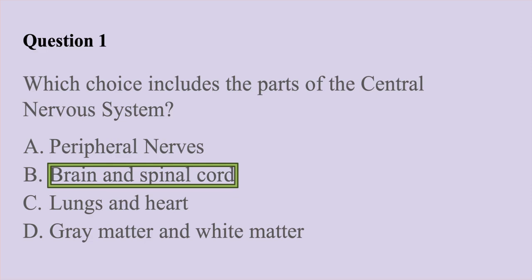So the first choice is peripheral nerves, which we now know is part of the peripheral nervous system, or the PNS, so that would be incorrect. Next, we have the lungs and the heart. This is a completely different system and not part of the nervous system at all. It's part of the respiratory and cardiovascular systems. Then we have gray matter and white matter. This is unmyelinated and myelinated nerve tissue, which is what the brain and spinal cord are composed of. So while it is part of the system, it's not part of the central nervous system directly.